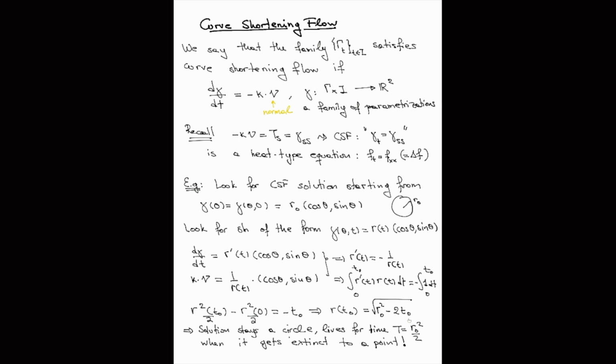So this shows that there does exist a solution. It will stay circular, and it will just shrink. And this formula tells me that something has to happen when t0 is r0 squared over 2. So what happens is that you start with a circle, you flow by curve shortening flow, and your circle starts shrinking until it finally disappears to a point at time r0 squared over 2.